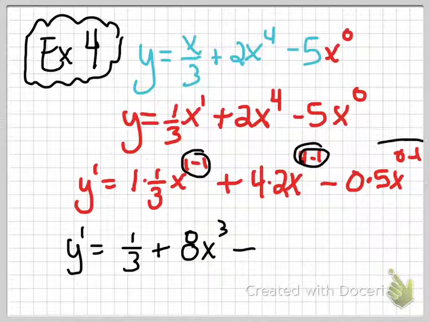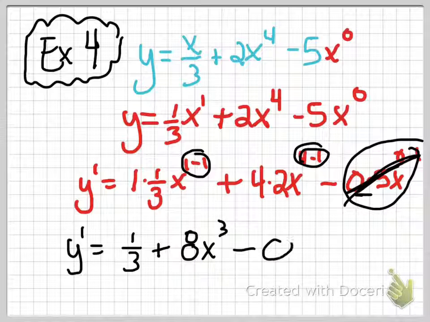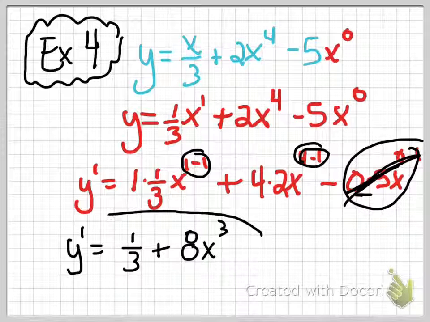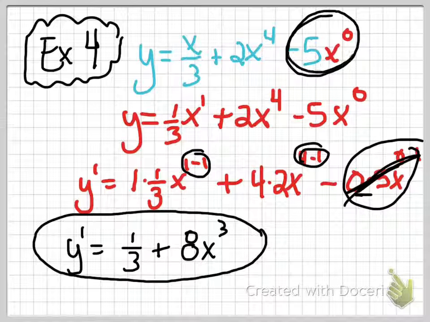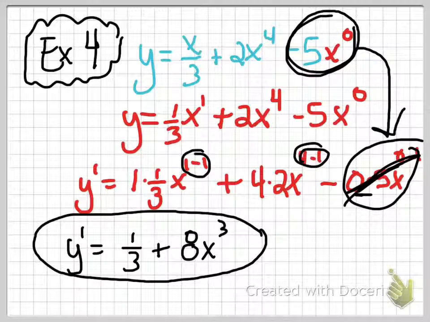Minus 0 times all this stuff. Well, 0 times anything, this is all going to cancel to a 0. So since it's all a 0, usually we don't even write minus 0. And I'm going to say that all of this is my answer: 1/3 plus 8x cubed. It turns out, in this situation, when we had this minus 5 up at the top, anytime you have a number, it's the same as having an x to the 0. So the derivative is always going to cancel out to nothing. Derivative of a number ends up always being 0. So try this one.